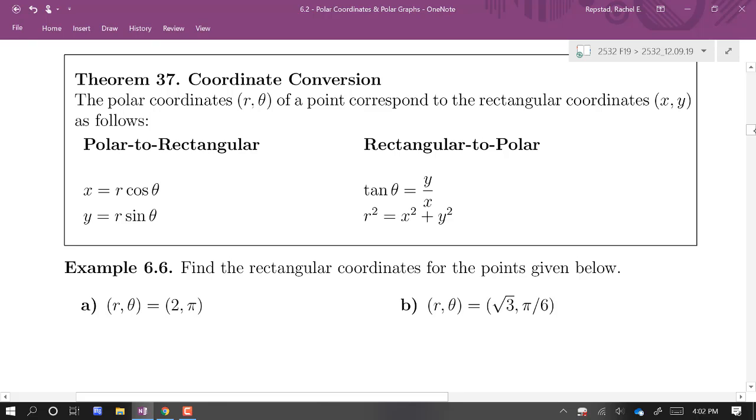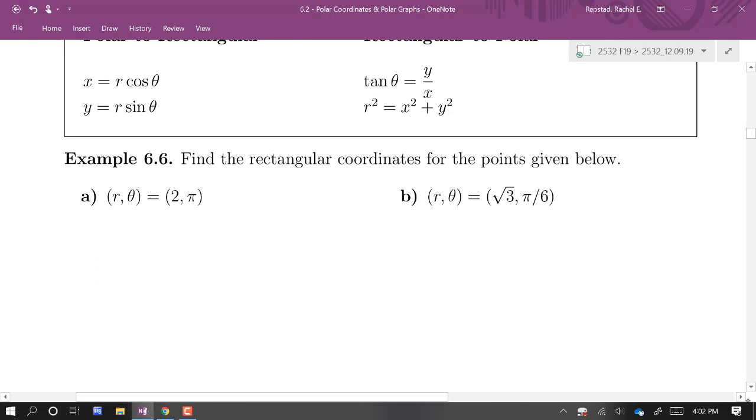So here we've been given some polar coordinates. We're going to find some rectangular coordinates. So r, theta is 2, pi. So x equals r cosine theta, y equals r sine theta. I'm just going to plug these values in. So 2 cosine pi. What's cosine pi?